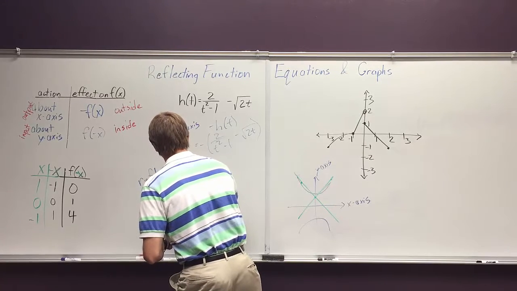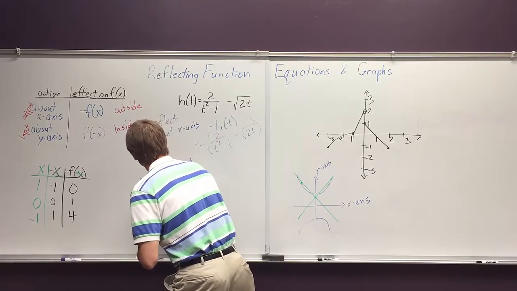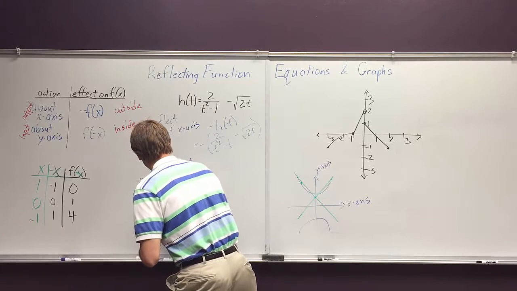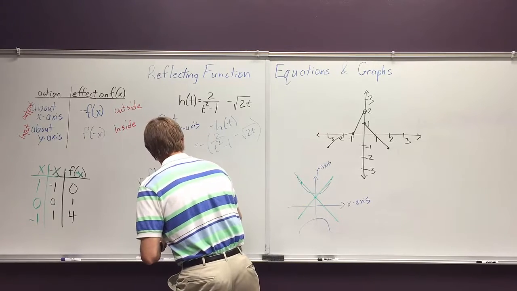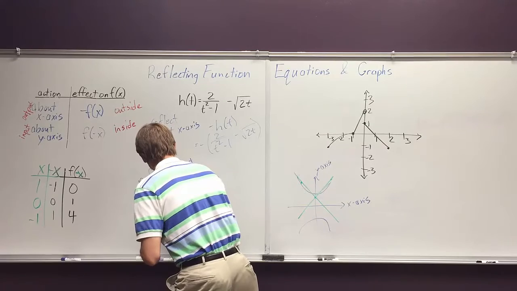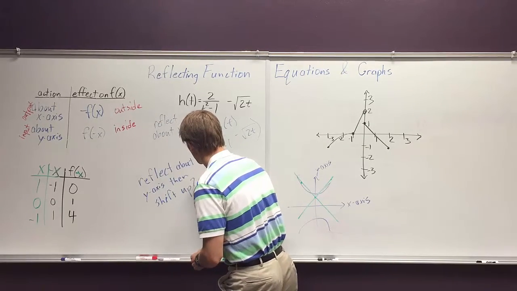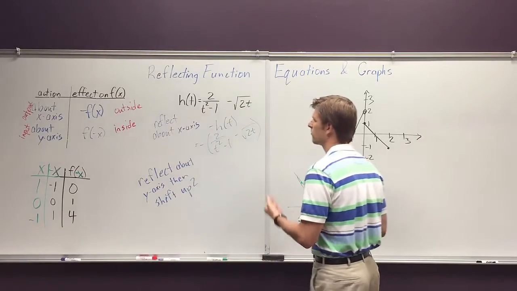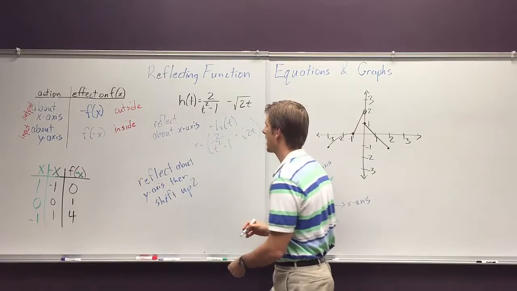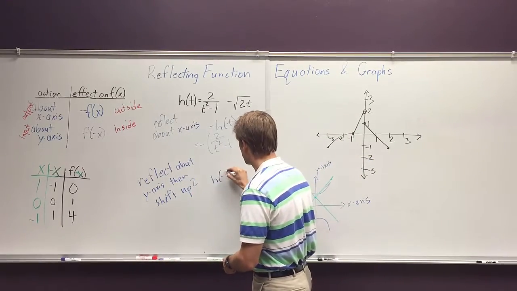Reflect about the y-axis, then shift up 2. Well, what's that supposed to do? First, I'm supposed to reflect around the y-axis, so that's h of negative t.